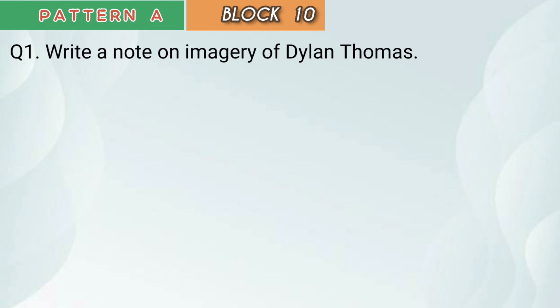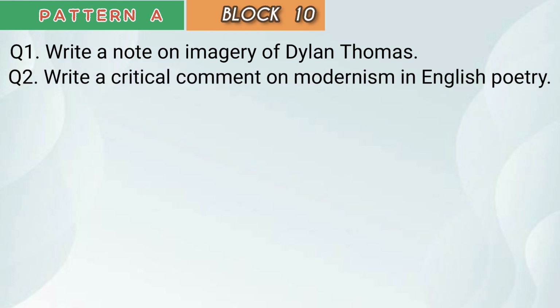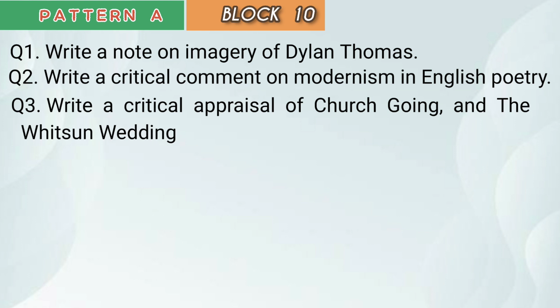Look at Block 10. Question 1. Write a note on the imagery of Dylan Thomas. Question 2. Write a critical comment on modernism in English poetry. Question 3. Write a critical appraisal of Church Going and The Whitsun Weddings.